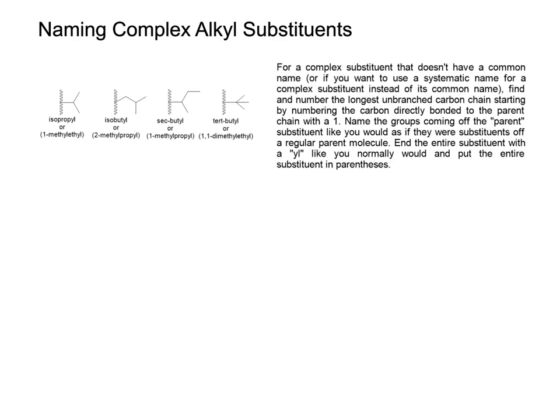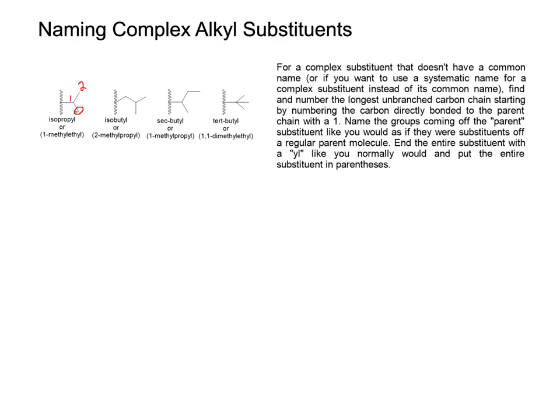Isopropyl is the common name, however there is a systematic name for this complex substituent as well. So we're going to follow these directions. Coming off the parent chain, we're going to number the longest chain with a 1 and a 2. So this is an ethyl group, but coming off the ethyl at that 1 position is a methyl. So how do we name this? We say, in parentheses, 1-methylethyl.